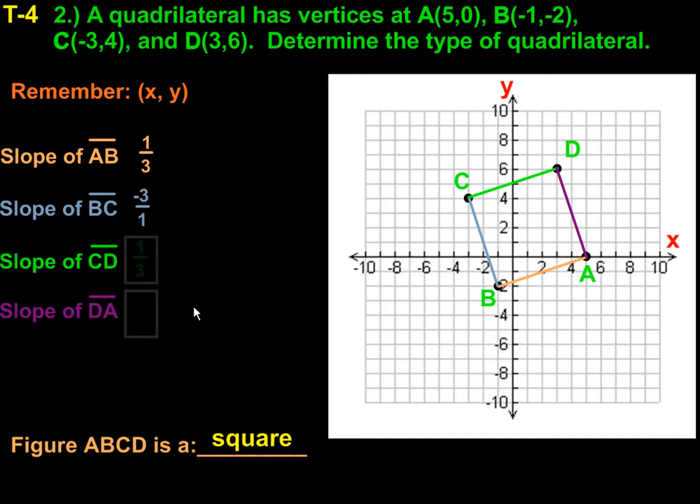For CD, notice CD is the same as AB. Why is that? Well, if we look back at the shape, CD and AB are parallel lines. And when you have parallel lines, the slopes are going to be equal. And so DA and CB are also parallel lines, and so we can state that -3 over 1 is going to be the slope for DA as well.